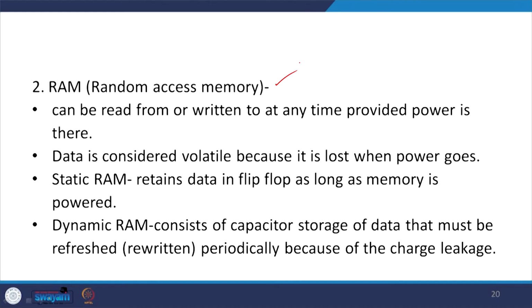Next is the RAM, which is called random access memory. This can be read from or written to at any time, provided power is there. Data is considered volatile because it is lost when the power goes. Again, the RAM is of two types, the static RAM and the dynamic RAM. The static RAM retains data in a flip flop as long as the memory is powered. The dynamic RAM consists of capacitor storage of data that must be refreshed or rewritten periodically because of the charge leakage.